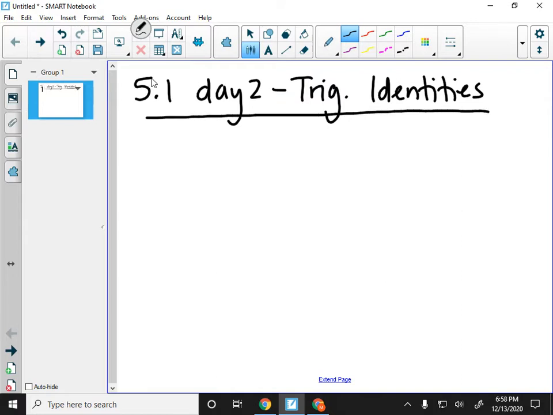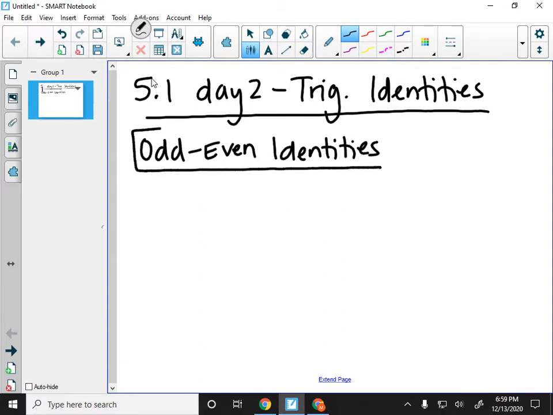There's only one new set of identities that we have not covered yet, and they are our odd and even identities. So our odd even identities, if you remember way back earlier in the semester, we talked about odd functions and we talked about even functions.